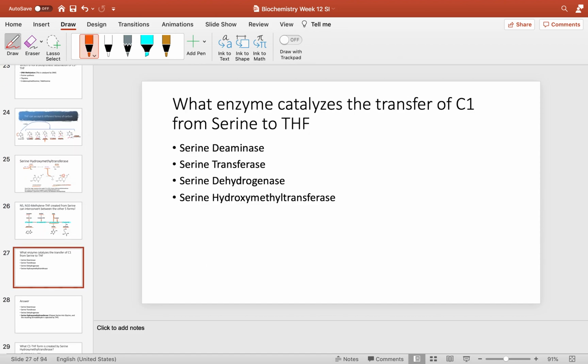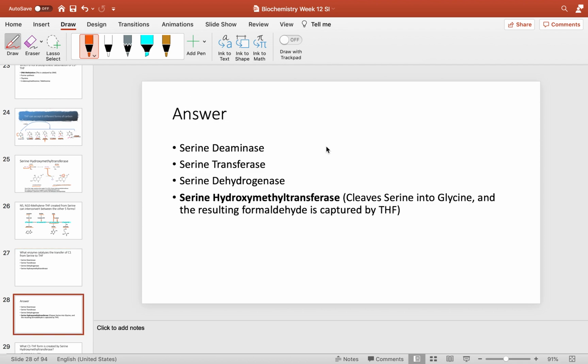Alright, so time for some questions. Which enzyme catalyzes the transfer of C1 from serine to THF? Remember, pause the video because I'll try and go through them a bit quickly. So in this case, it's Serine Hydroxymethyltransferase. Remember, this enzyme will cleave off the carbon and oxygen from serine, which produces a formaldehyde. And this formaldehyde is quickly captured by THF, which is important because formaldehyde is very bad. And in this process, serine is cleaved into glycine.